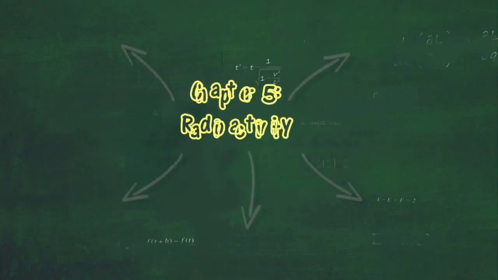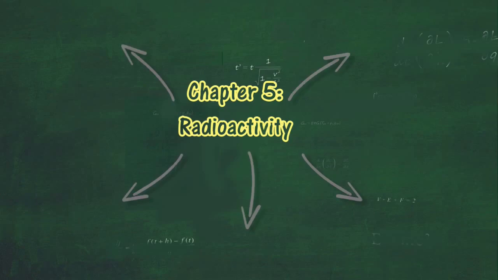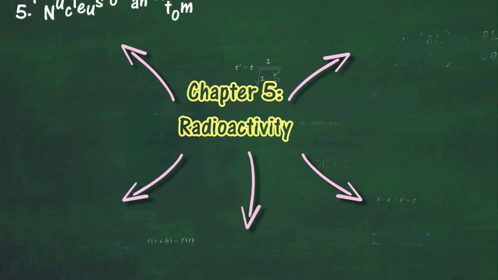In this video, we will summarize the expected learning outcomes of Chapter 5, Radioactivity, in the form of a concept map. In this chapter, we will learn and understand more about radioactivity. There are 5 main sections in this chapter.